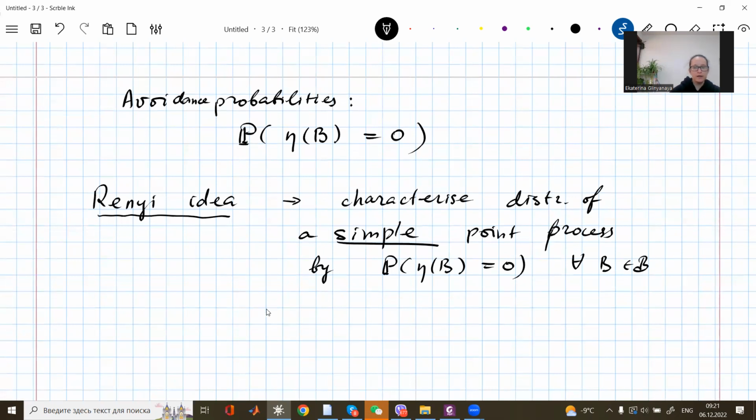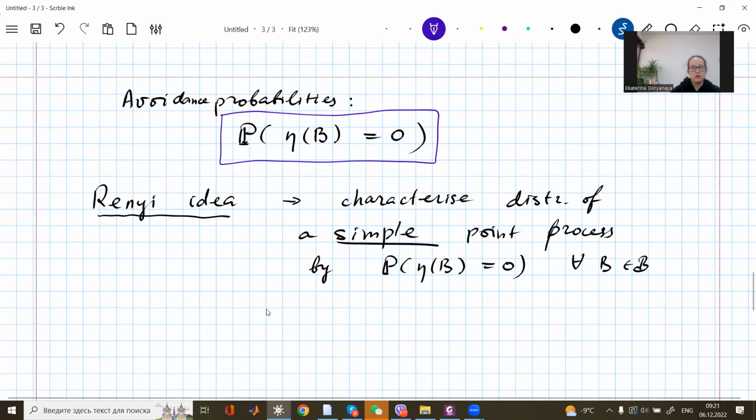So let us understand this idea. Why is this true? Why is it enough to consider only such simple probabilities? Because in the first lectures, we saw that to guarantee that two point processes have the same distribution, we should check if they have the same finite dimensional distributions, or the same Laplace functionals. But here it turns out that it's enough to know just such avoidance probabilities. It's a very interesting and strong result. Before formulating the statement, I want to give you the intuition to understand why it is true.